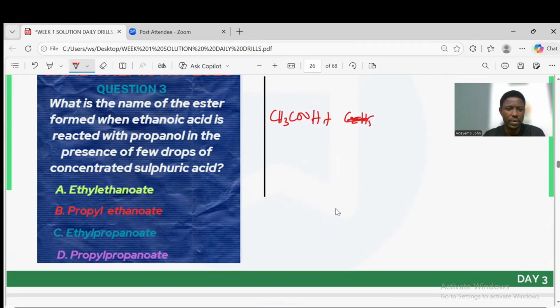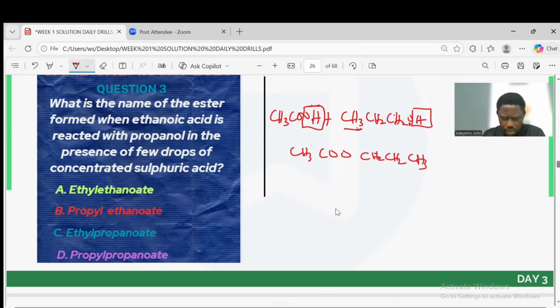Let me write this very easily for you to understand it, so that you know that is propanol. It's very easy to write. Propanol, just write CH3, that is 3C, CH2CH2OH. Can you see that? So we have 3C there. Think of it as this one has lost the OH and this one has lost the H. So what you have left is CH3CO, then another O, then CH2, CH2, CH3.